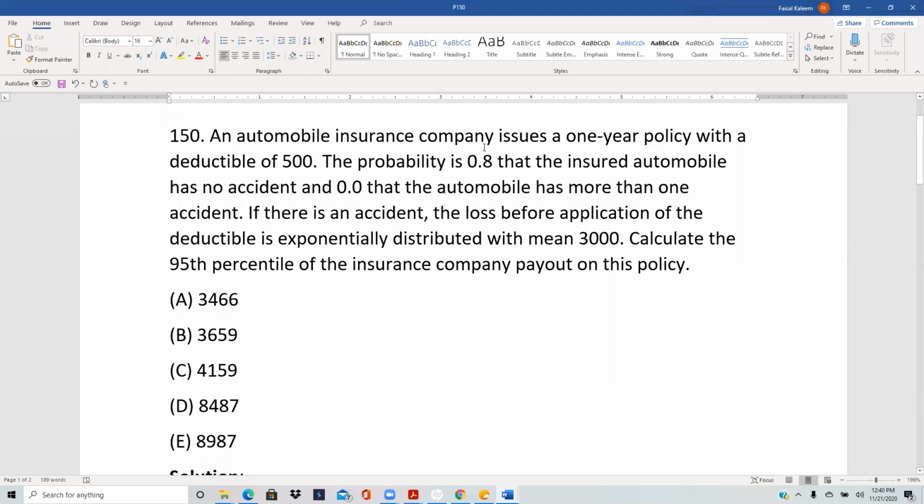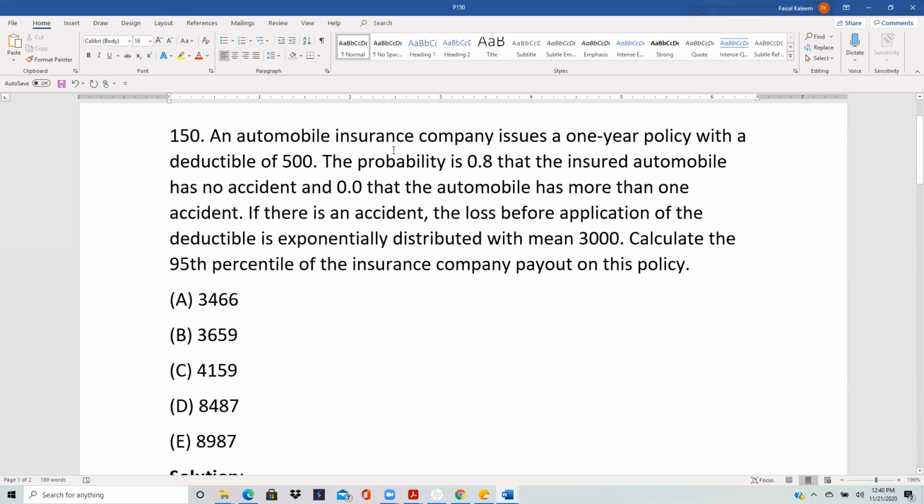An insurance company issues a 1-year policy, deductible 500. The probability is 0.8 that the insured car has no accident, and 0 that it has more than one accident. If there is an accident, the loss before application of the deductible is exponential, mean 3000. Calculate the 95th percentile of the insurance company payout on this policy.